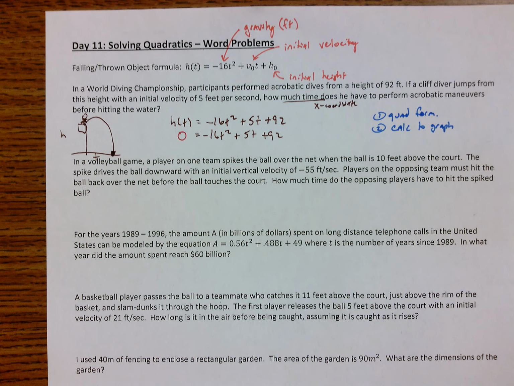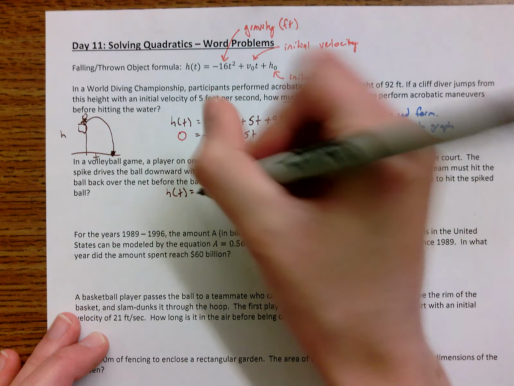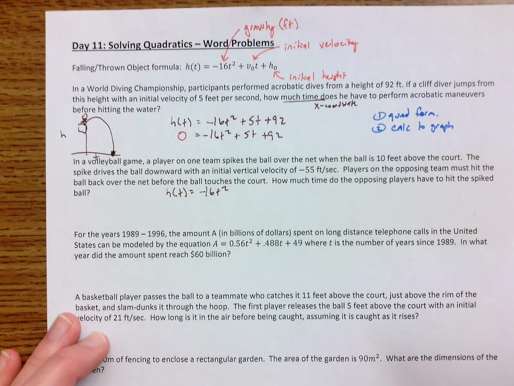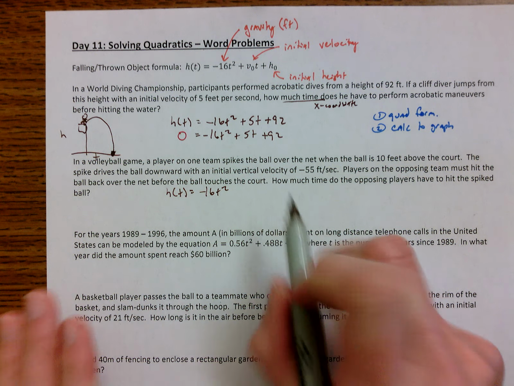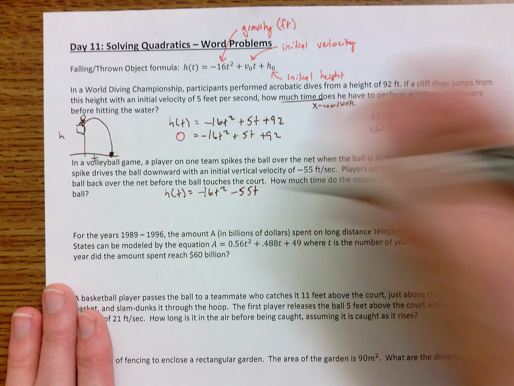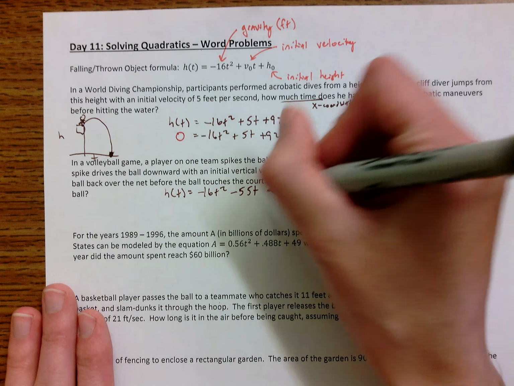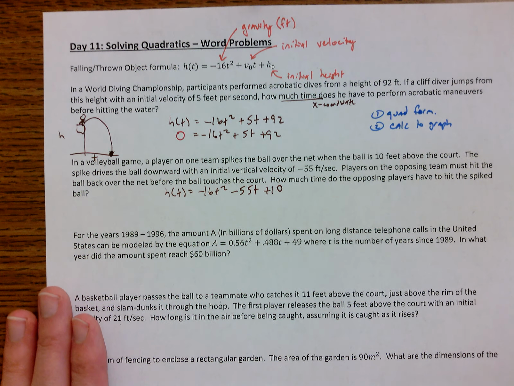Okay, so let's start by setting up our equation. So my equation here, again, it's a height function of time. So it's going to be h of t equals negative 16t squared, because we're still talking feet. My initial velocity, they told me was negative 55, so it'll be minus 55t. And the ball is starting 10 feet above the court, so plus 10 is my initial height.